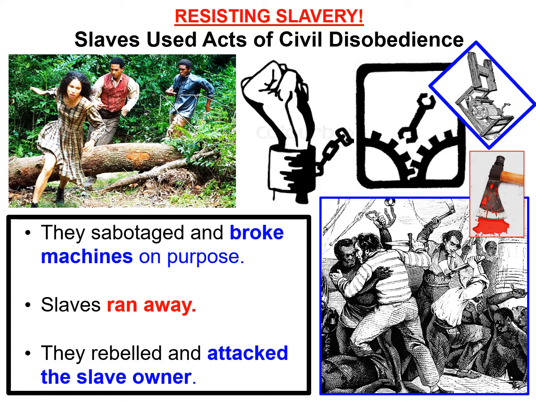Not being safe creates a very unsettling situation for enslaved people. So a lot of slaves used what is called acts of civil disobedience. That means you're doing something that is against the law. Some enslaved people would break the machines that belonged to their owners. They would break them on purpose. Some slaves just ran away and tried to get away from the plantation and their owners. And then you had some slaves who actually attacked their owners and killed their owners, even their owner's family.